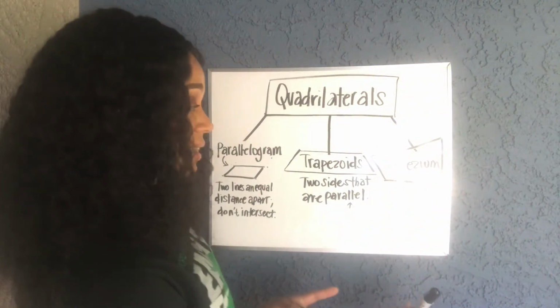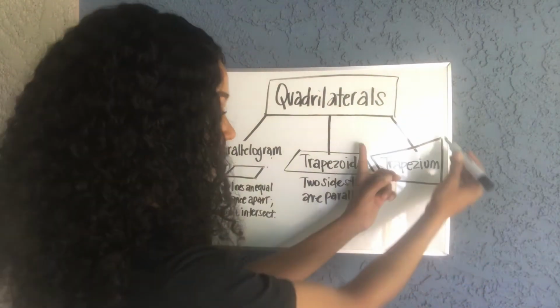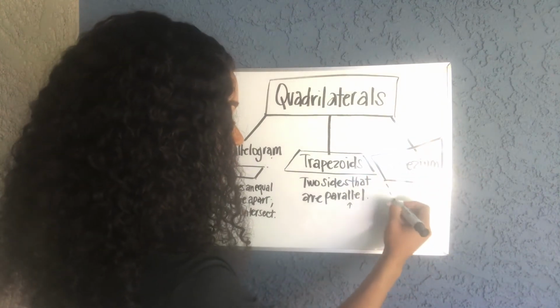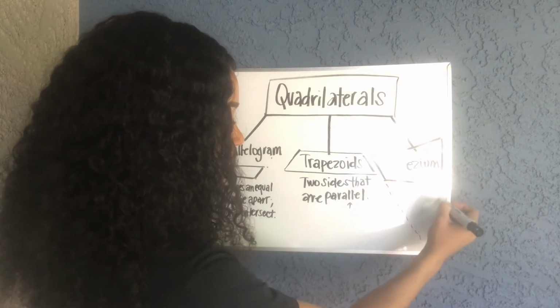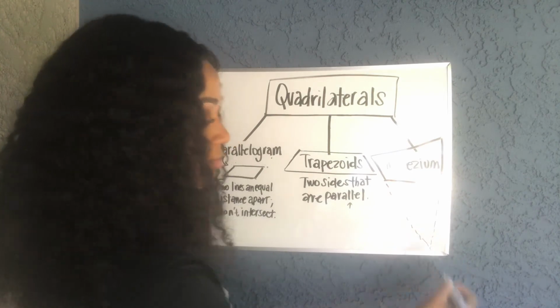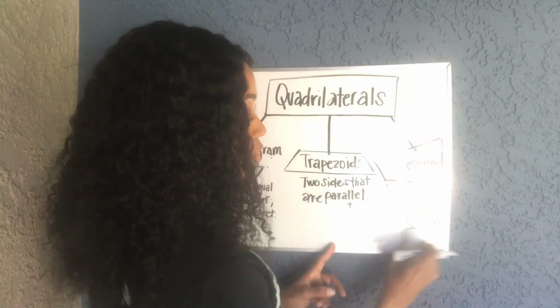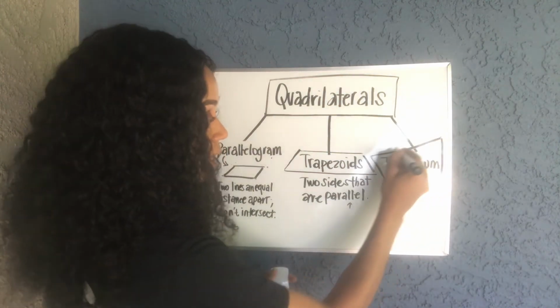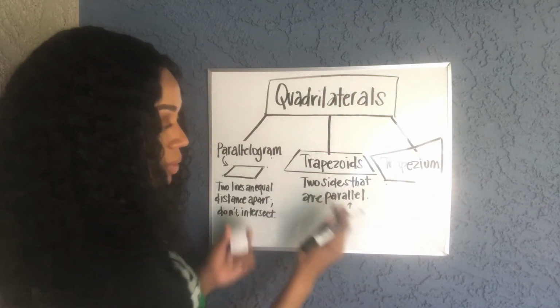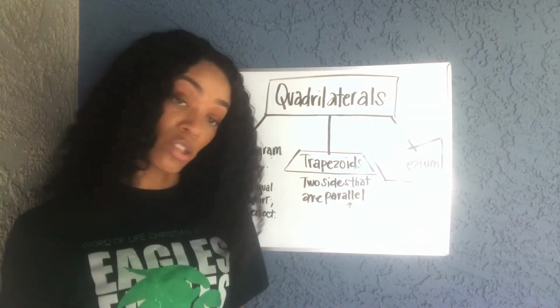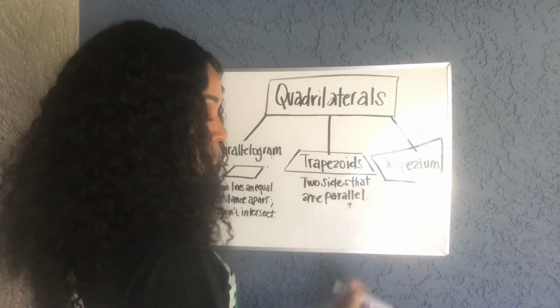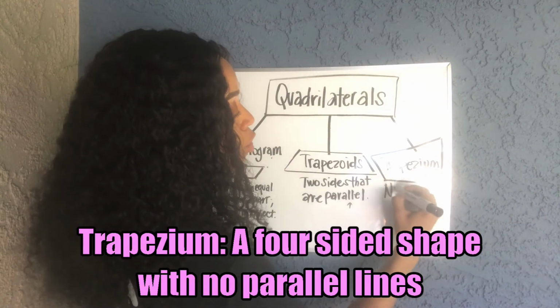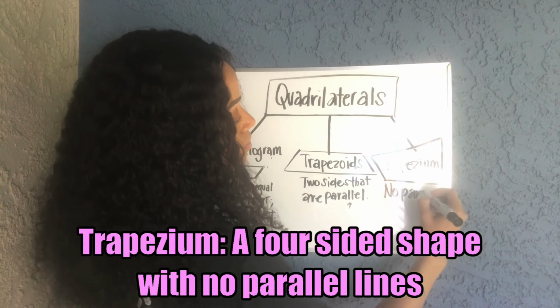You guys can see that if I was to continue these two lines, going down, down, down, they would eventually cross over one another. So those aren't quite parallel. And then if I was to continue these two lines going this way, they would eventually intersect or cross over, right? So a trapezium is a shape that has no parallel lines.